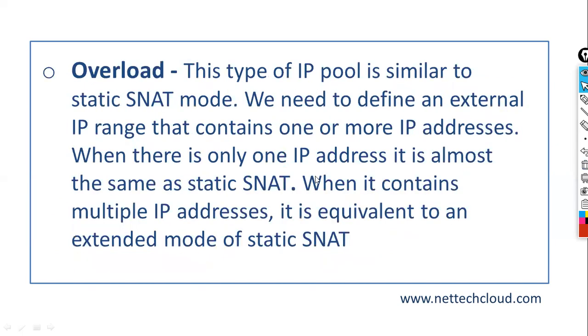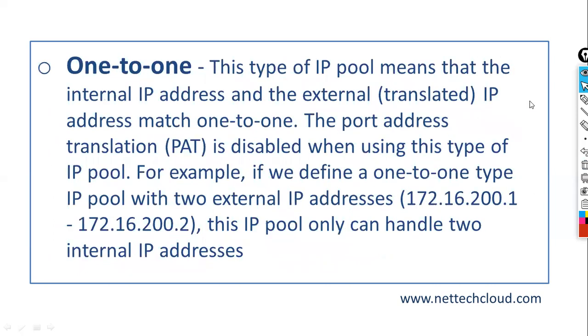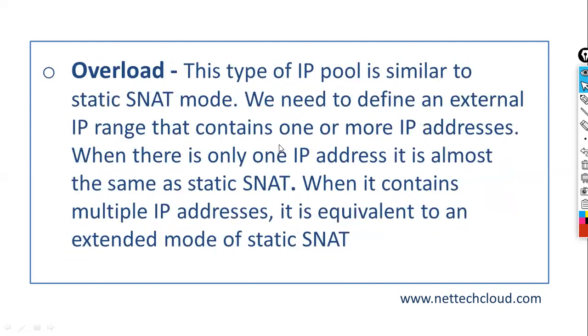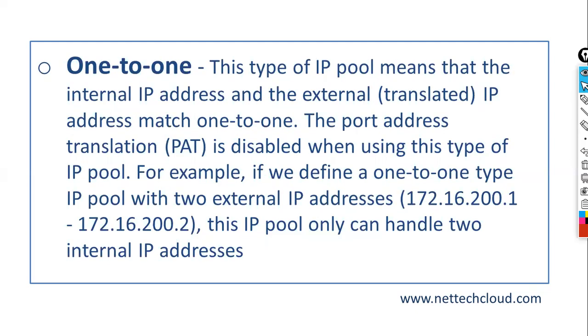So overload, as I mentioned, is many to one translation, or can be many to many also. One to one is like internal IP address and external IP address statically mapped, and port translation is not done. So this is one of the main differences. In static one to one, there is no port address translation. IP is statically mapped with another IP address.